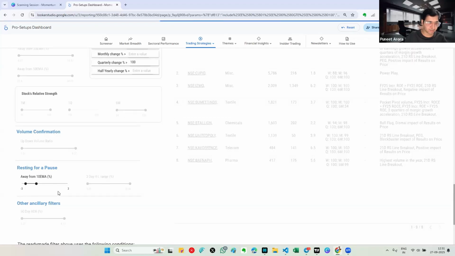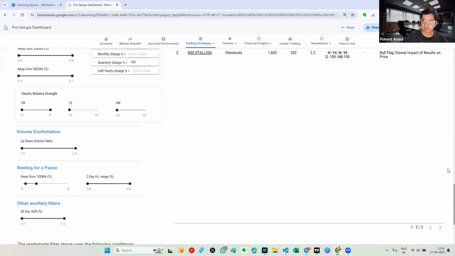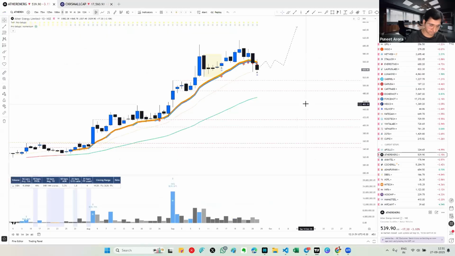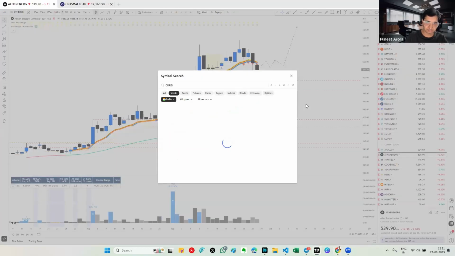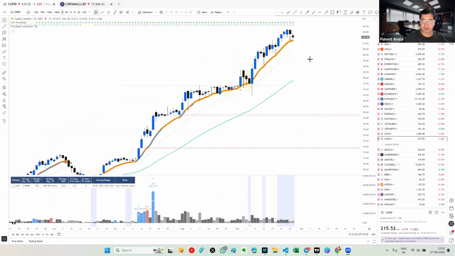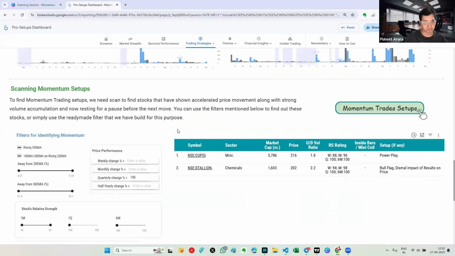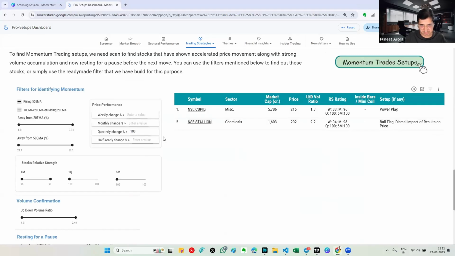Let's say the stock should not be more than 3% below, 3% over the 10 EMA. So these are the only names that are coming right now: Cupid and Stallion. Okay. Yeah, so now this stock Cupid, based on those conditions, the stock has a good move. It is very close to its 10 EMA now. So you can use the filters according to the setups that you want.